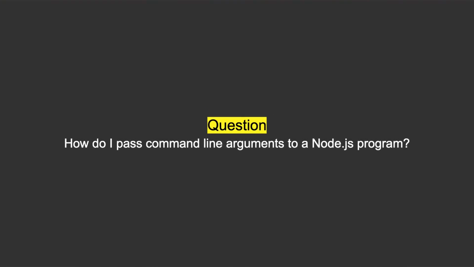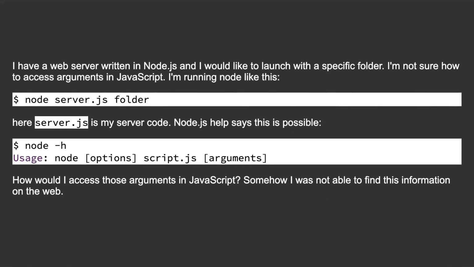How do I pass command line arguments to a Node.js program? I have a web server written in Node.js and I would like to launch with a specific folder. I'm not sure how to access arguments in JavaScript. I'm running Node like this. Here server.js is my server code.